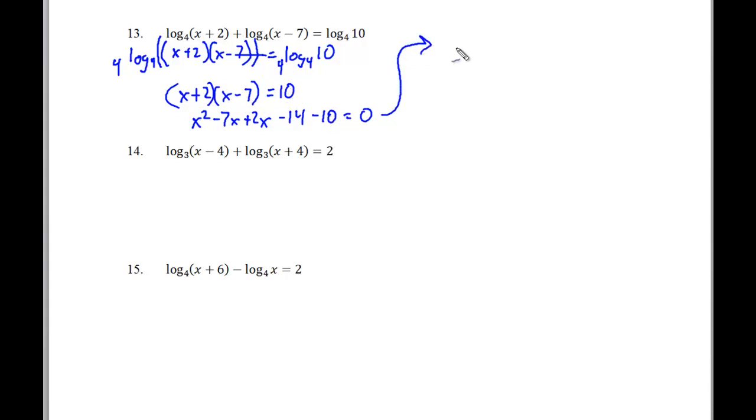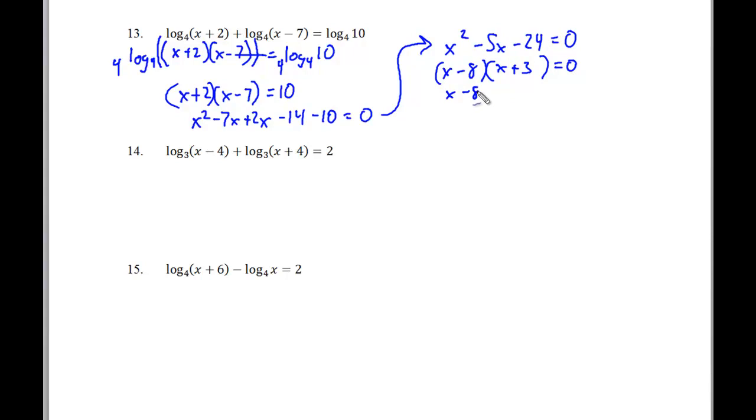Then let's move up here, and we've got x squared, and we have minus 5x, and then we have minus 24 equals 0. Now we could use quadratic formula to solve for x, but it's much faster factoring. Can you think of two numbers that multiply to make negative 24 and add to make negative 5? Negative 8 and positive 3 makes a negative 24 when you multiply them and a negative 5 when you add.